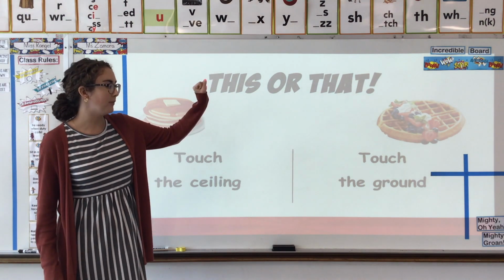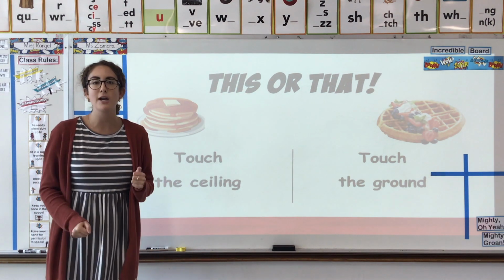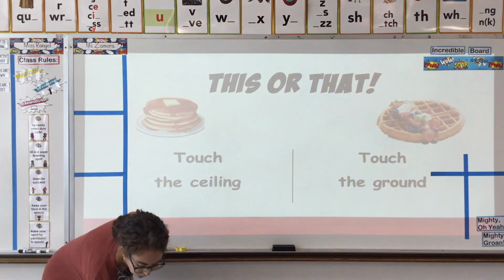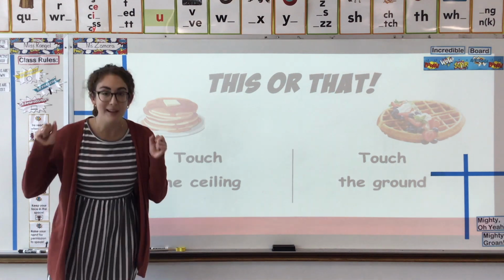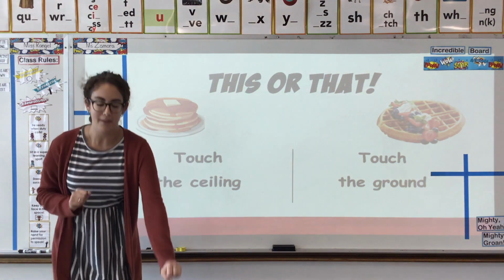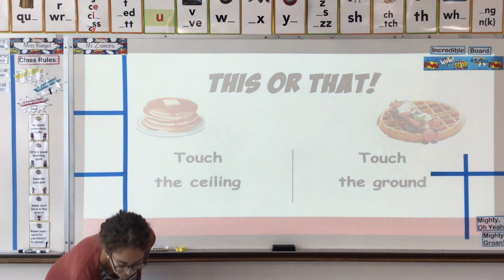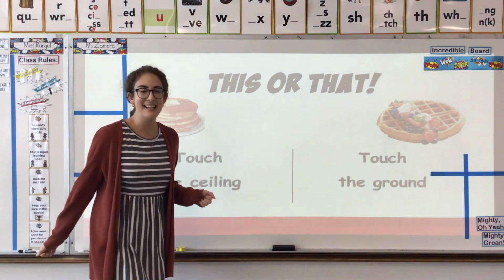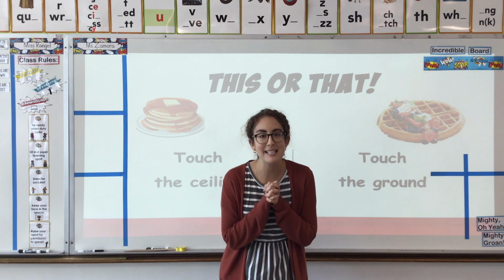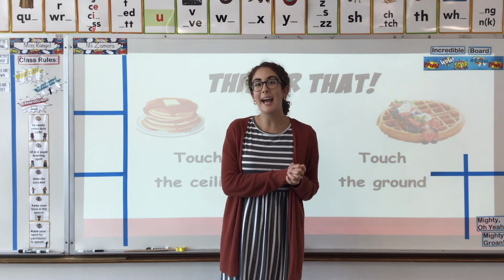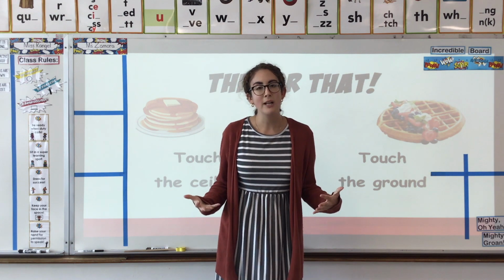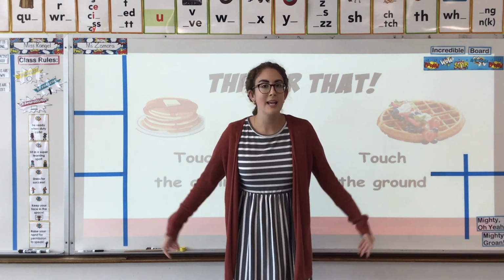I'm going to go with waffles, so I'm going to touch the ground 5 times. Are you ready? Here we go. 1, 2, 3, 4, 5. That is it. We got little squats going, so go ahead, sit back down in your seat. And now you're just going to be watching as I talk about how we can write contractions in our own sentences.